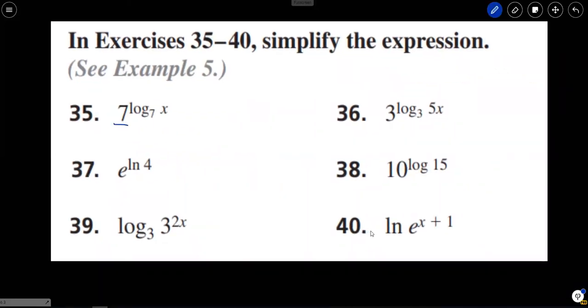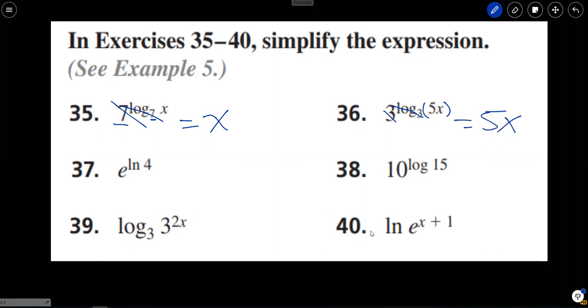This is my b, 7. There's my b again. So this is b to the log base b of x. Cancel, cancel. It's going to leave me with x. Again, 3 to the log base 3 of 5x. Well, all this stuff cancels. All I'm left with is the 5x at the end.